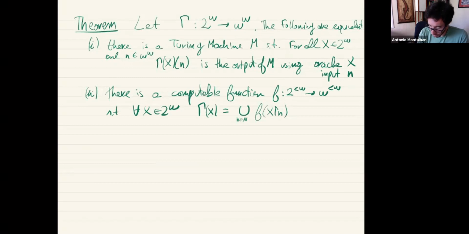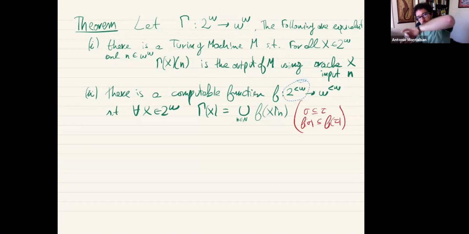Okay, so this function satisfies that if sigma is a subset of tau, then f of sigma is a subset of f of tau. So it maps this binary tree into this other tree in a coherent way. And if you go through a path on this binary tree and you look at the images of that path, you're going to get this function. All right, so being computable is the same thing as having it.